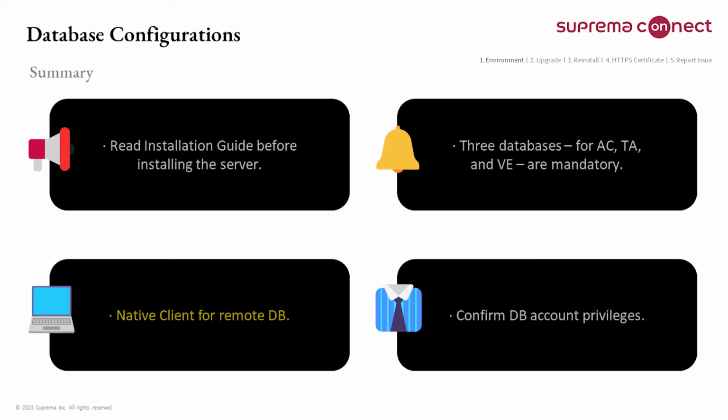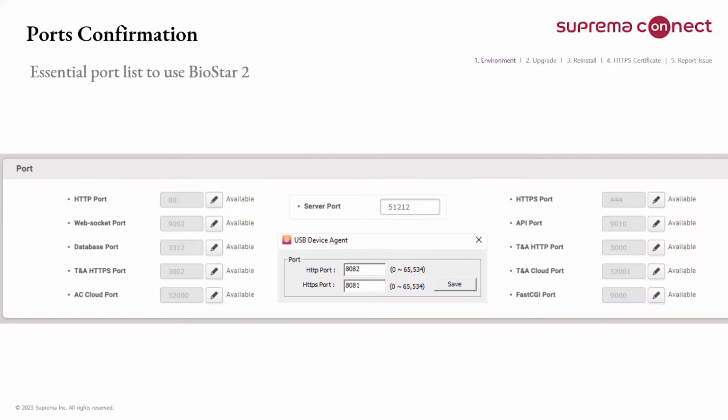Confirm you installed a native client for the remote MS SQL database site. Confirm your database account has the proper privileges as per our guide. This is the port confirmation part. BioStar 2 has ports that must be used according to its function. The ports displayed on the screen are default values, and the default port for HTTPS is 443.